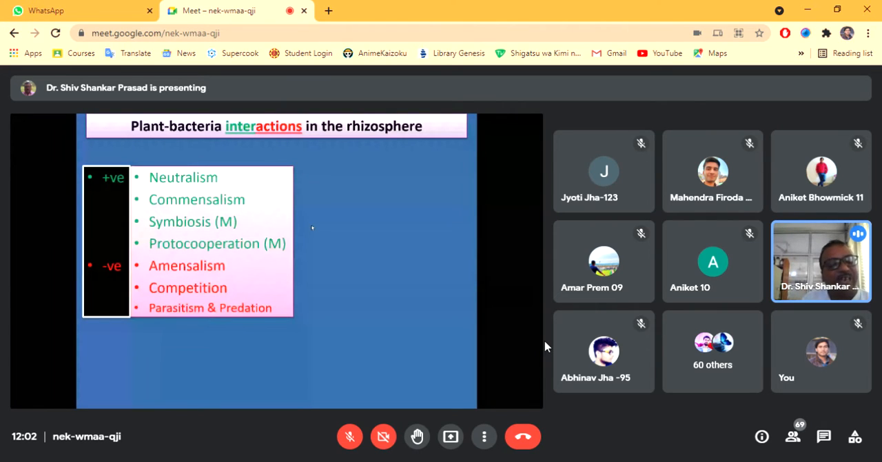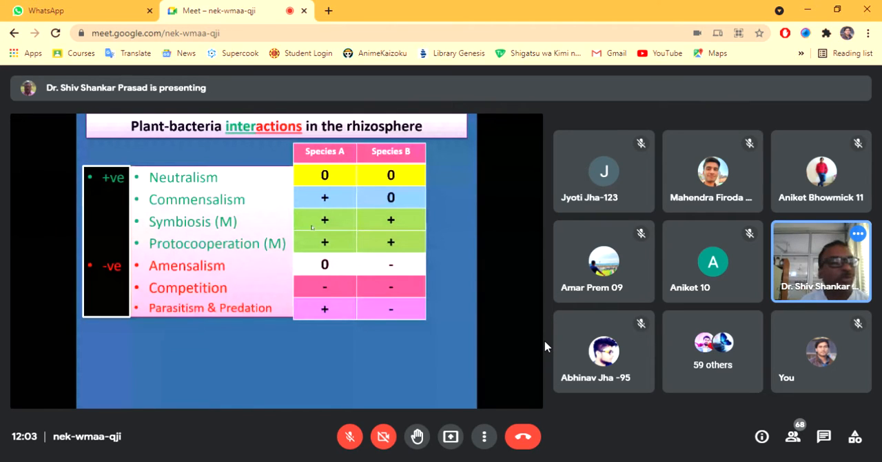Okay, so the plant-bacteria interactions are classified into eight categories, in which the four, that is neutralism, commensalism, symbiosis, protocooperation are positive interactions, whereas amensalism, competition, parasitism, and predation are negative interactions. So if two species of microbes or plants are there, one species A and a species B, if there is no effect on both species, then it is called neutralism.